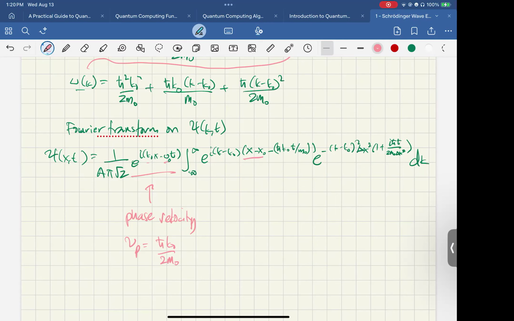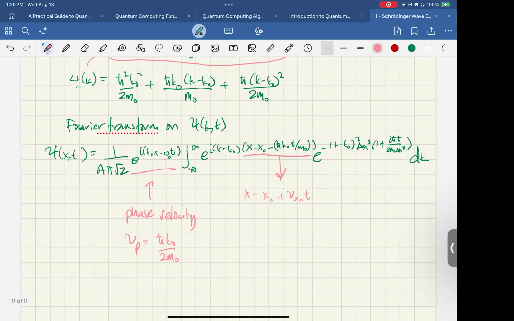Okay, and if you notice here, there's an equation of motion. Because if you recall from kinematics, di ba? v naught x t. So yung v naught n'yo ngayon dyan, kung titignan n'yo, is h k naught over m naught. And that's actually called the group velocity.